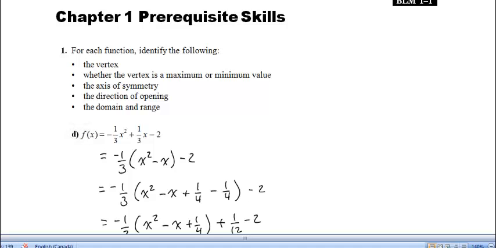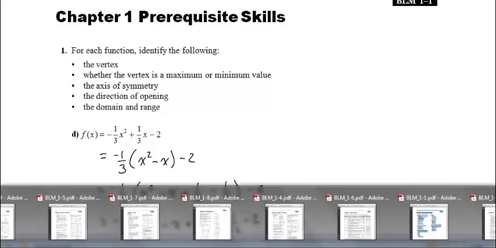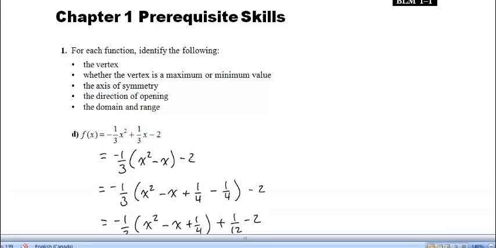So we need to start by completing the square. To start with, we need to factor out that negative 1/3 from the first two terms. When we do that, we're left with x squared minus x inside the function, and then minus 2. So we factor out the negative 1/3 from the first two, so the negative 2 is left by itself off the side.